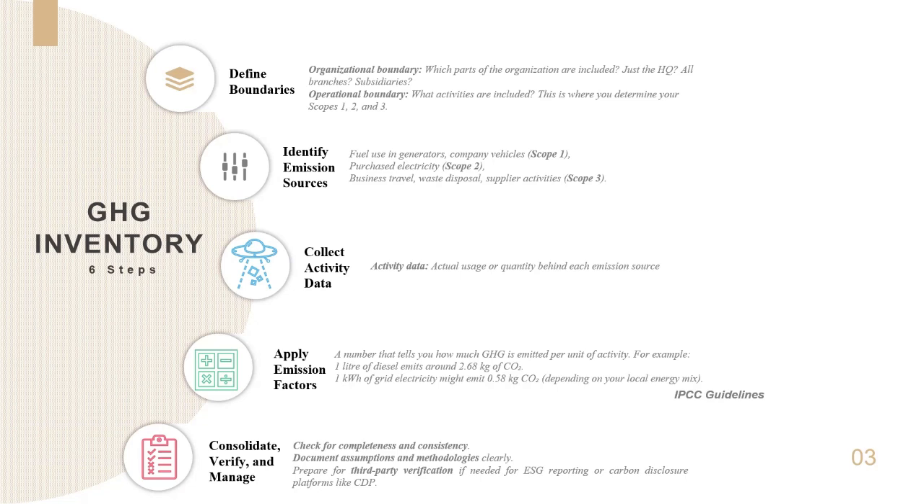EPA, ISO 14064 recommendations. Once all data is calculated into CO2 equivalent, it's compiled into a GHG report, but the work doesn't stop here. You have to check for completeness and consistency. Then document assumptions and methodologies clearly and prepare for third-party verification if needed for ESG reporting or carbon disclosure platforms like CDP. More organizations today are using carbon accounting software to streamline this process and avoid errors.